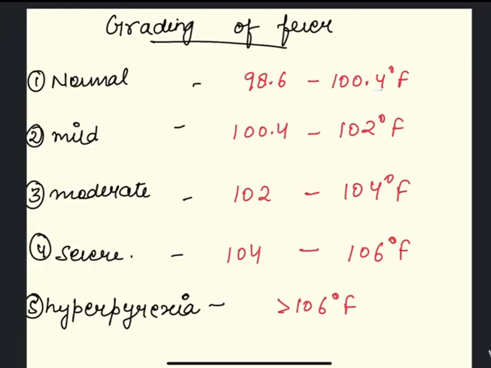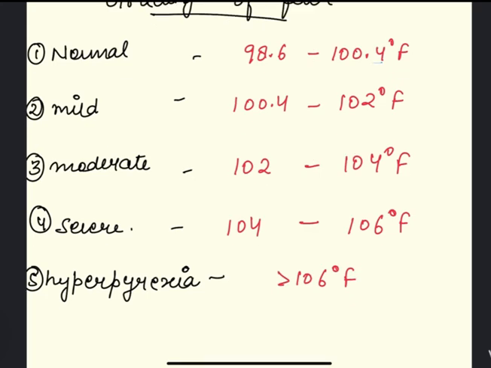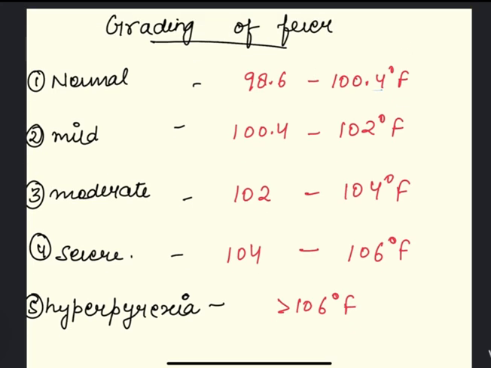Now coming to grading of fever, we have normal, mild, moderate, severe and hyperpyrexia. The normal temperature is 98.6 to 100.4 degree Fahrenheit. Now you may ask, the baseline as I have earlier discussed was 99.9 degree Fahrenheit. So how can 100.4 degree Fahrenheit be a normal temperature? But since it is given in Arshid Balur, so you should remember the same.